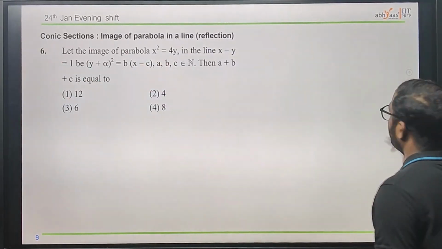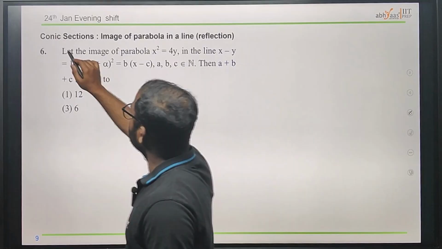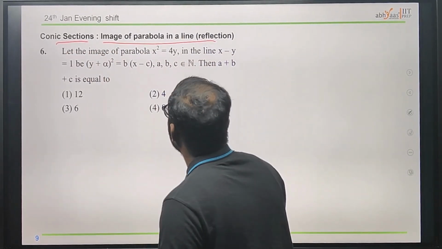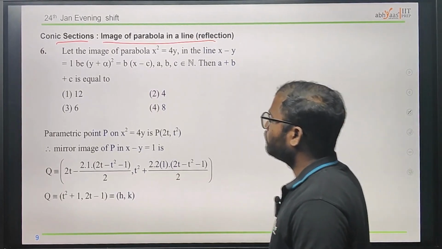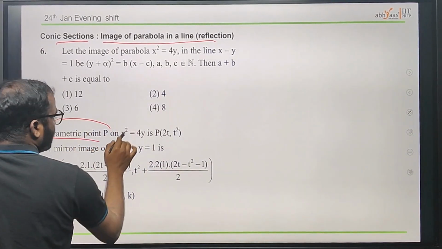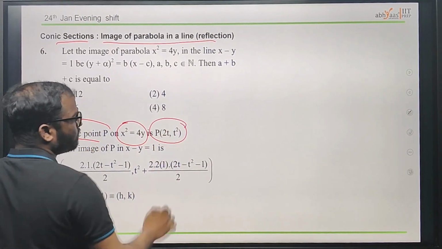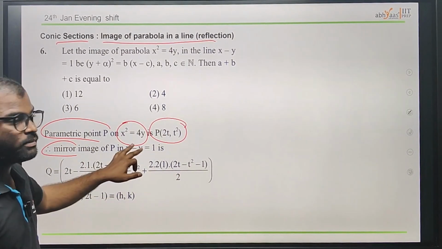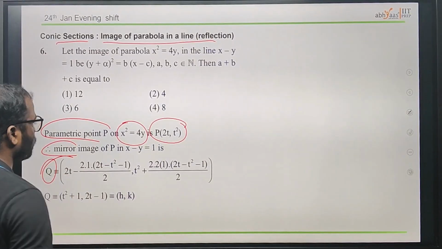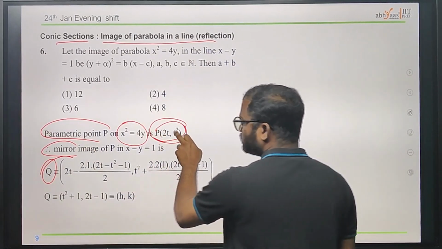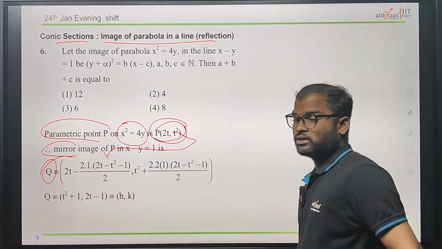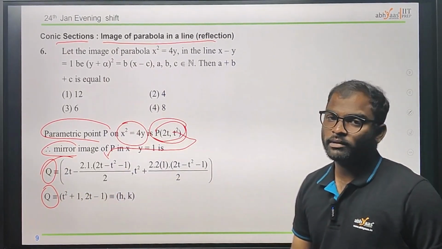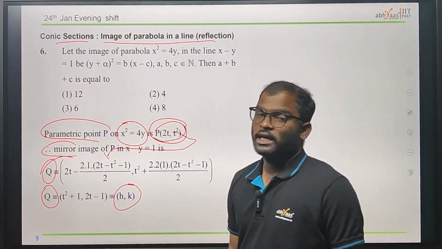Now next, on the basis of conic sections, the image of the parabola in a line, which is used by the reflection. We can use the reflection of this parametric point on x squared. Given the point, using the parametric equation P of 2t comma t squared, the image of P in x minus y is Q. By using this image we can easily find the point Q, that is t squared plus 1 comma 2t minus 1, which we can say is h comma k.